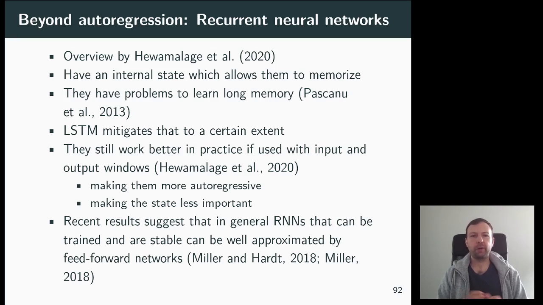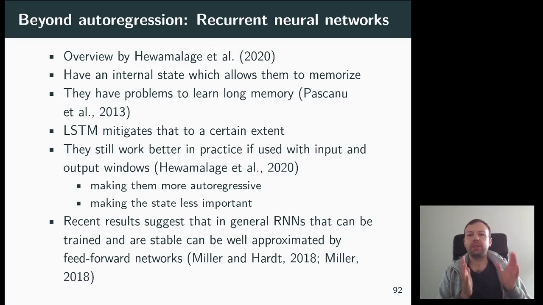There has been some work some years ago where it has been shown that they actually do have problems learning long memory. I'm sure you've heard about these vanishing and exploding gradient problems. So the LSTM mitigates that to a certain extent. However, they still work better in practice if used with an input and an output window. And that's a finding that Slawek Smyl had in his work, and we confirmed that later on in our work.